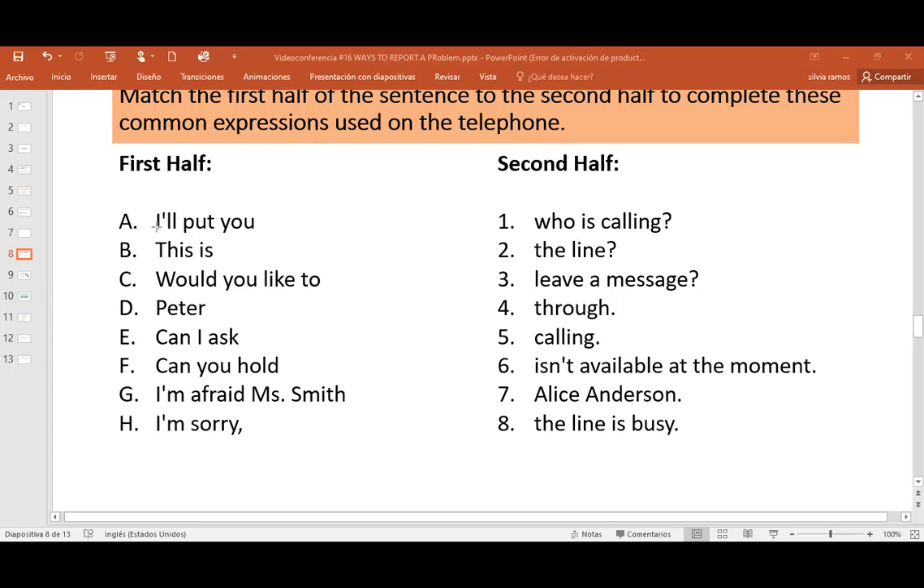Teacher. Yes? ¿Cómo se pronuncia esta, la parte donde está I apóstrofe LL? I'll. I'll put you.